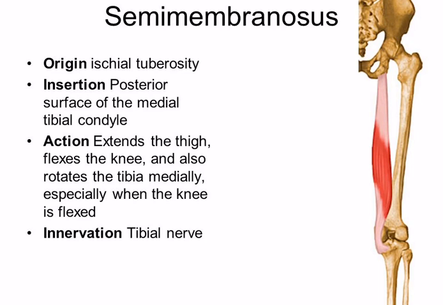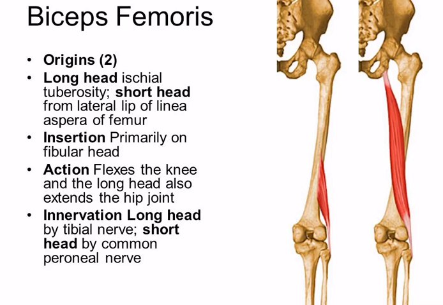Semimembranosus. Origin: ischial tuberosity. Insertion: posterior surface of the medial tibial condyle. Action: extends the thigh, flexes the knee, and also rotates the tibia medially, especially when the knee is flexed. Innervation: tibial nerve.